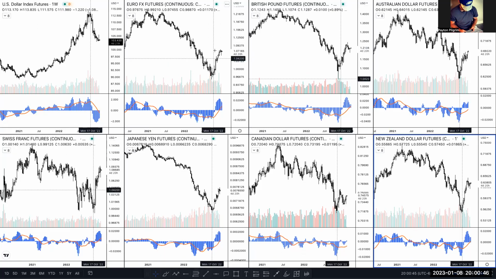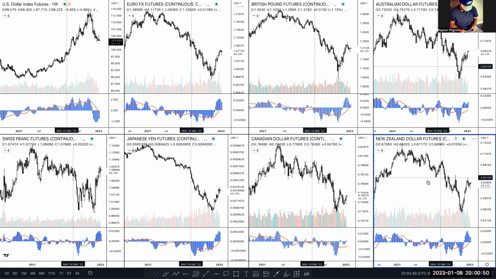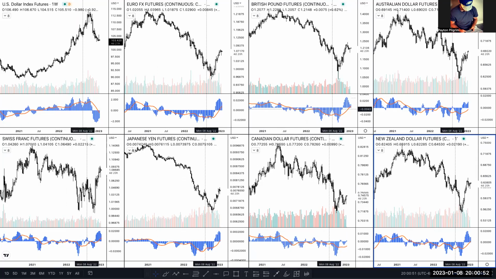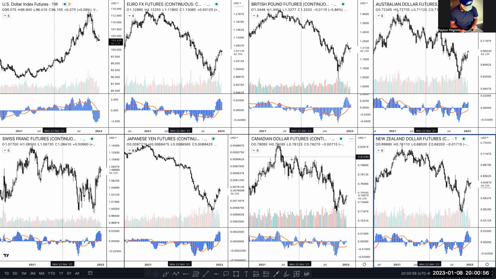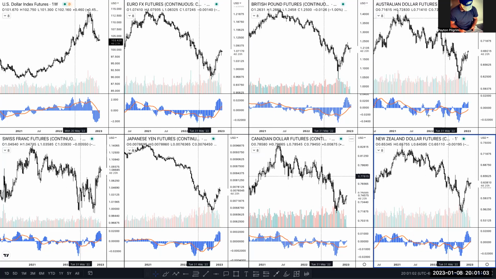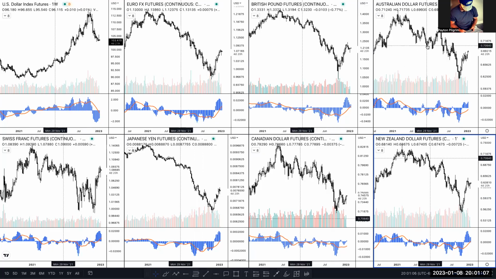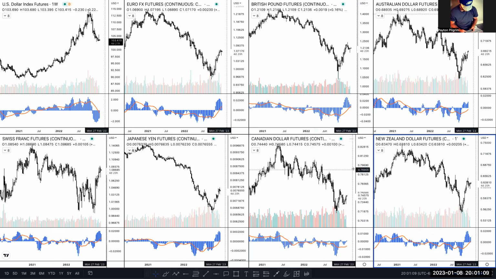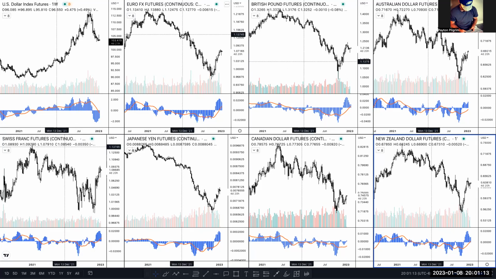Okay, the euro, the pound, the Aussie, and the yen, New Zealand as well. I mean, they've all pretty much done the same thing, right? The Swiss and the CAD are a little bit different. You can see how they're a little more choppy. The Aussie and the New Zealand are almost identical, a little less choppy than the CAD and the Swiss. And then we have the British pound and the euro that are almost identical.